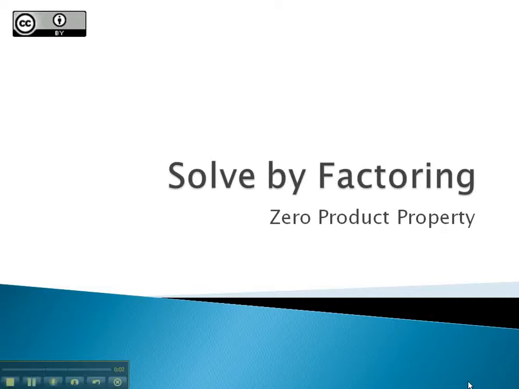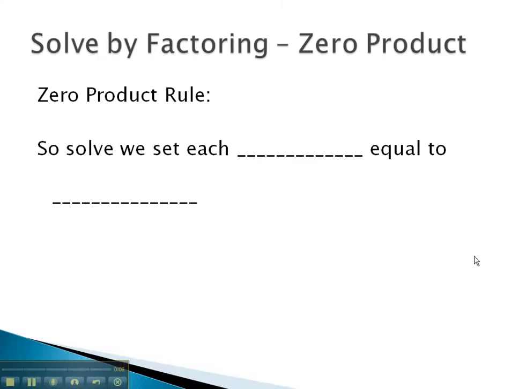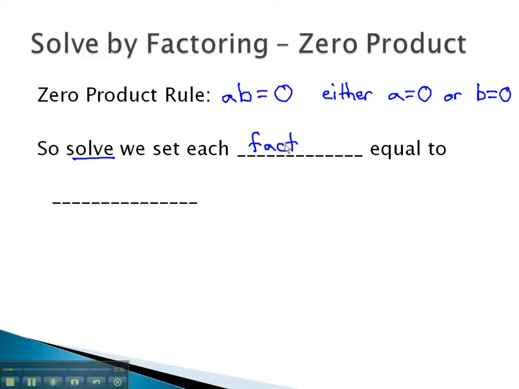In this video, we will look at how we can solve equations with x squared by introducing the zero product property. What the zero product rule says is that if you're multiplying two factors and the answer is 0, the only way that's possible is if either the first factor, a, equals 0, or the second factor, b, equals 0. So if we have factors that equal 0, to solve, we set each factor equal to 0.